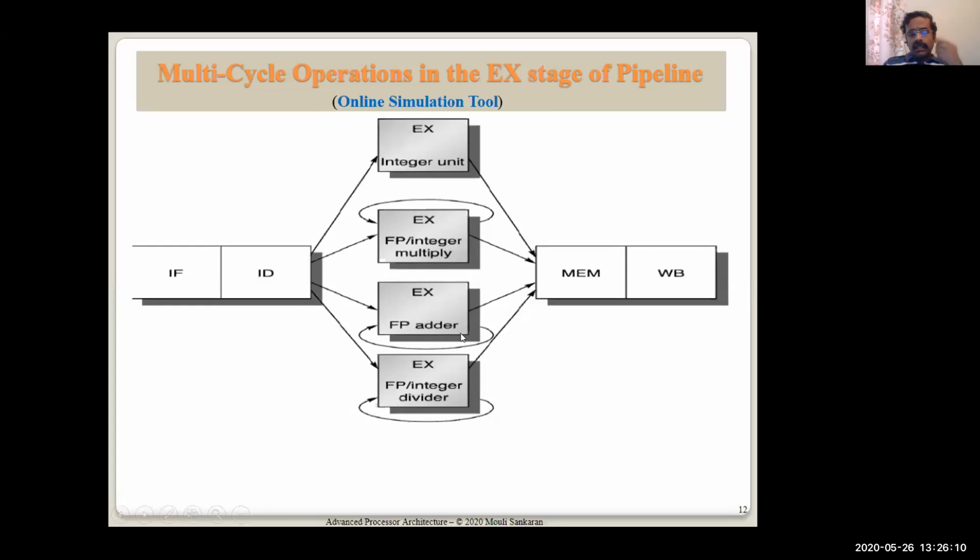Whereas other floating point operations as well as integer multiply and division, here it is saying FP slash integer multiply, this is FP add, and this is FP slash integer divider. So FP means floating point, real numbers. They are combining these two, floating point multiplication and integer multiplication. Here a single unit takes care of it. Now I am suddenly bringing in floating point, so let me explain a little bit.